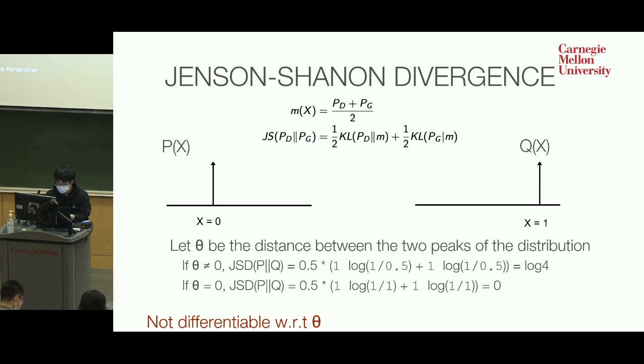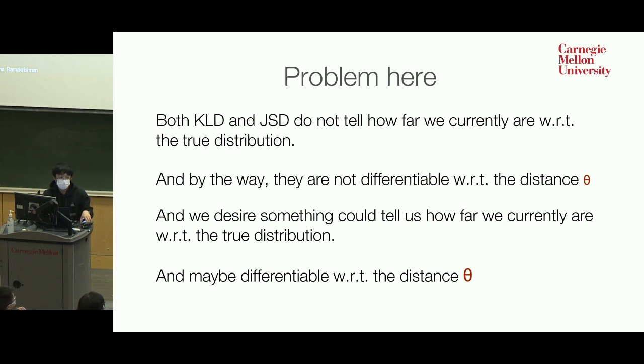All right, time's up. As you can see, the problem here is that both the KL divergence and JS divergence do not tell us how far we currently are from the true distribution. It simply means that the discriminator keeps telling the generator, no, you are not correct, but it doesn't tell it how to be correct, right? And also, they are not differentiable with respect to the distance. So we desire something that could tell us how far away we are from the true distribution, and if that could be differentiable with respect to the distance, that would be better. Then we could just perform a gradient descent algorithm on that, right?